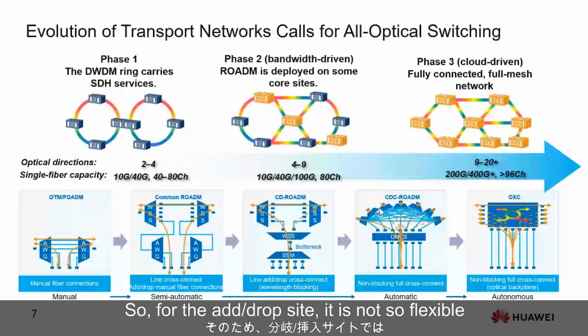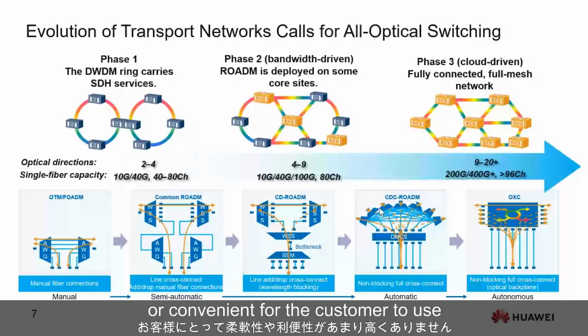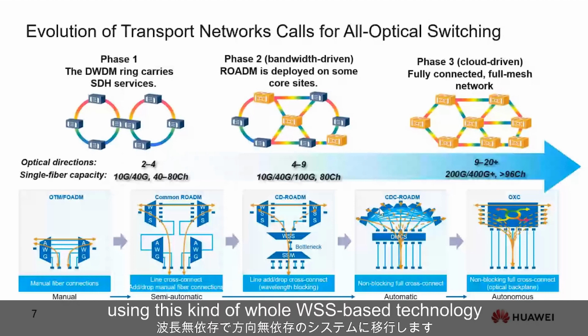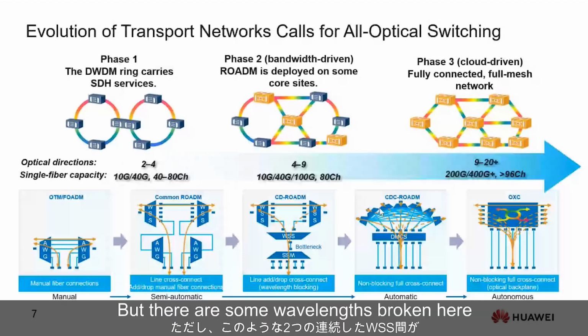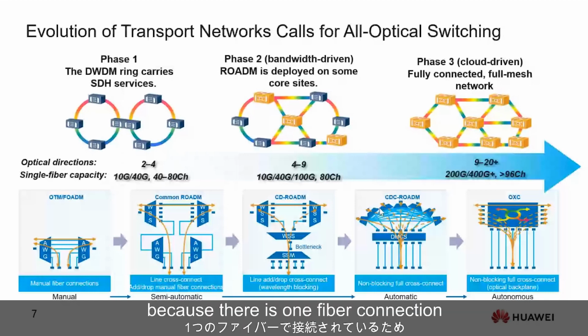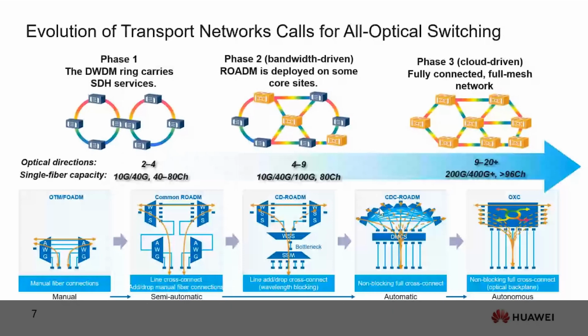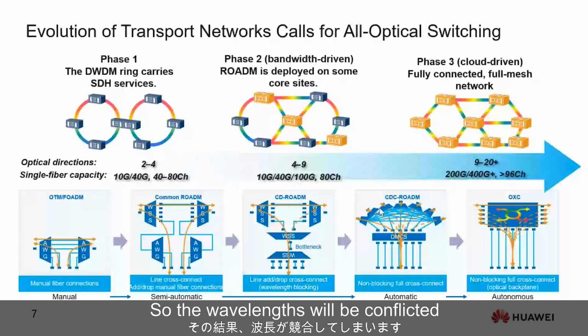So for the add-drop side, it's not so flexible, and it is inconvenient for the customer to use. Then we move to the colorless and directionless, using this kind of WSS-based technology, but there is some wavelength blocking here because there is one fiber connection between these two back-to-back WSS. So the wavelengths will conflict.